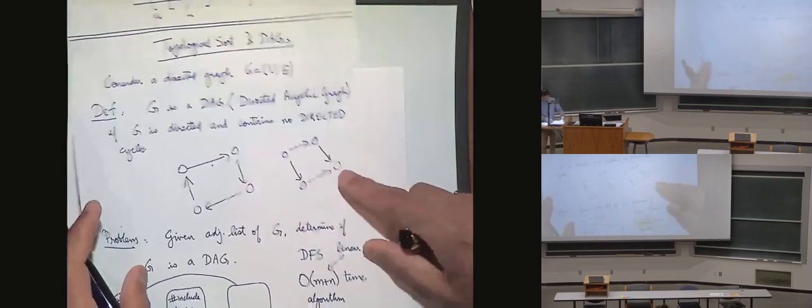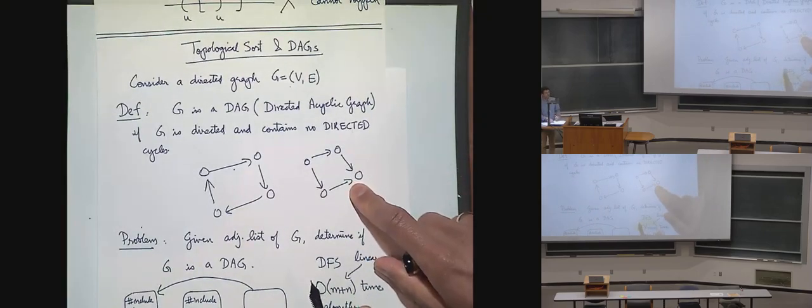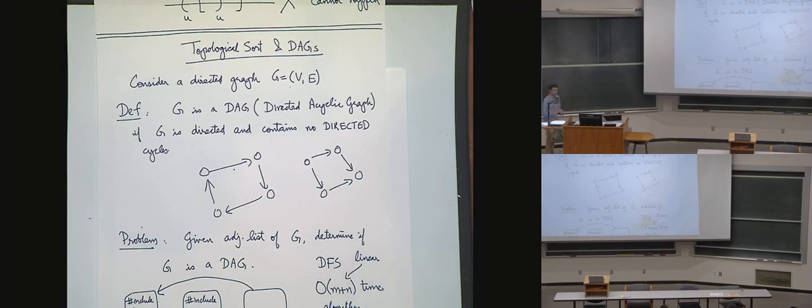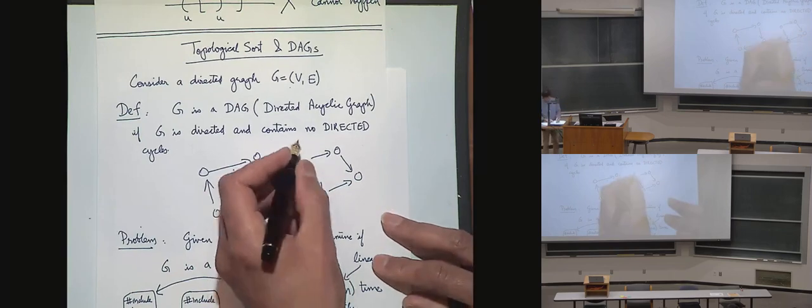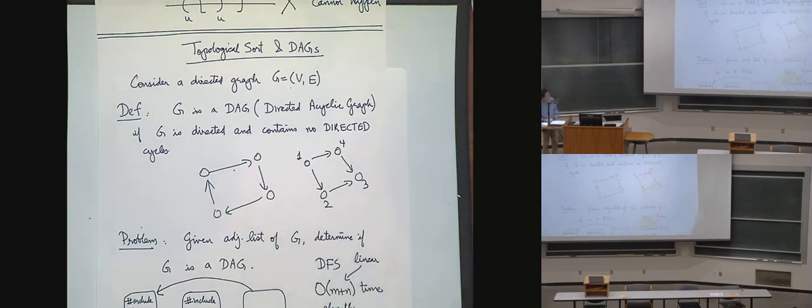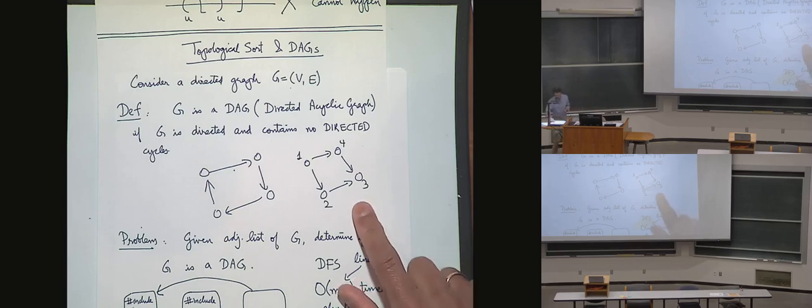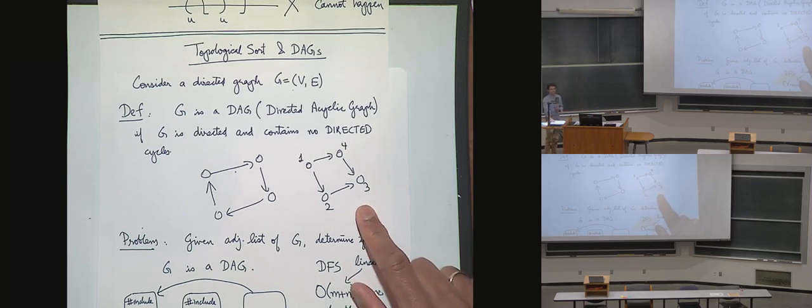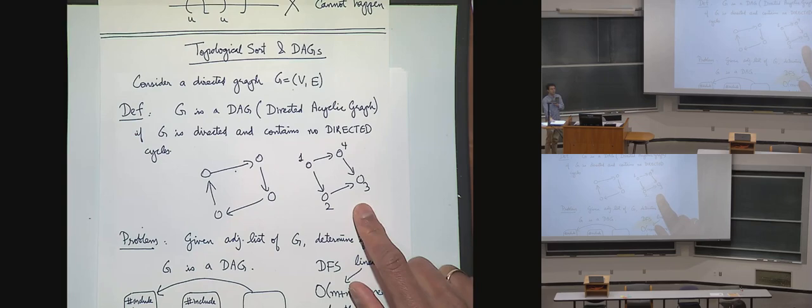Now the next thing is, suppose I give you a DAG like this. Suppose you know it's a DAG now, so you've solved the previous problem. I'll just number these 1, 4, 2, 3. Then you can imagine asking, what is a valid processing order for these tasks? Like if you had to do the tasks, how would you do it?